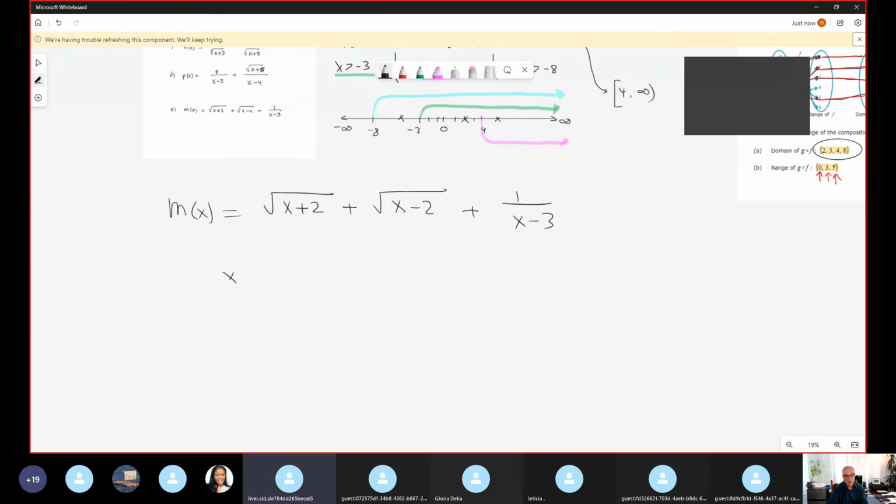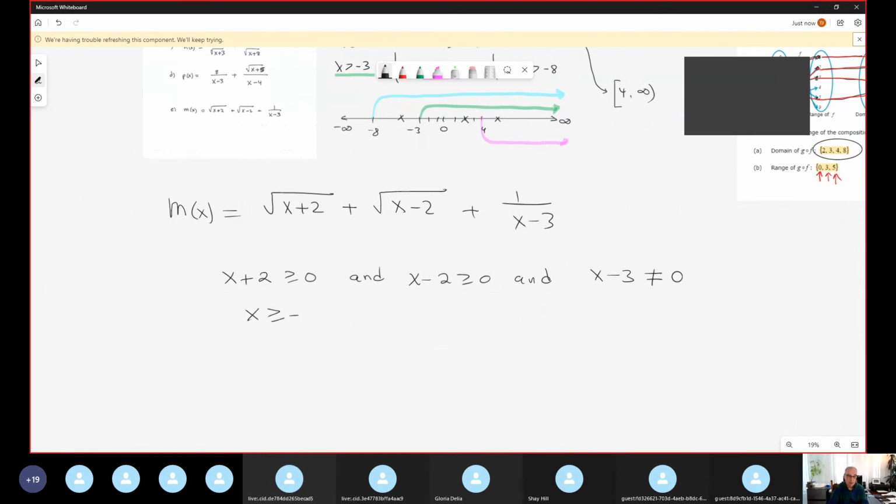X plus 2 greater than or equal 0. Always you're connected by and. Do you understand why you're connected by and? Because you need to satisfy one, and the other, and the other. Likewise, this is x minus 2 greater than or equal to 0. And what is the last restriction? X minus 3 different to 0. Exactly.